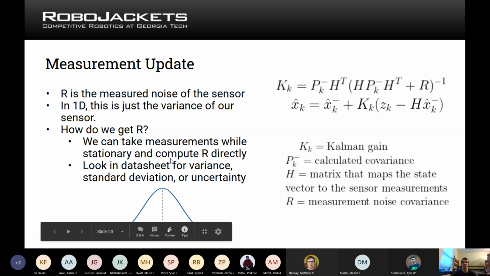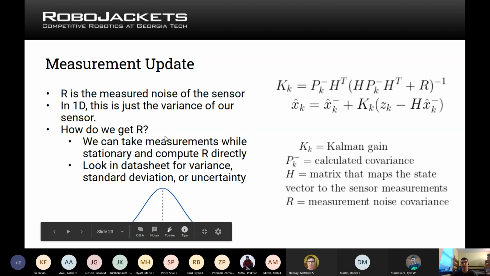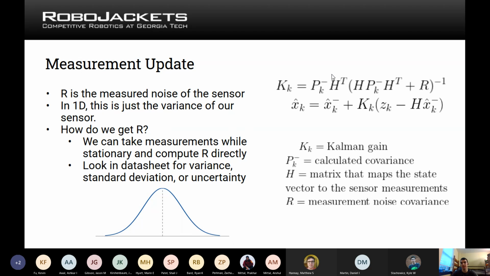Another thing you can do is look at a data sheet. A lot of sensors will give you variance or standard deviation or uncertainty, and all of these can be converted into the variance you need to calculate R. Oftentimes we only calculate the variance and ignore the covariance portions, so you get a diagonal matrix for this. R looks a lot like P, essentially, but just for your sensor.